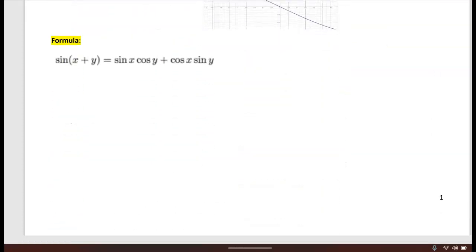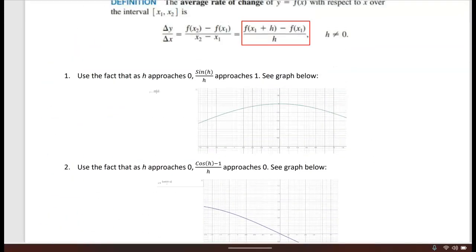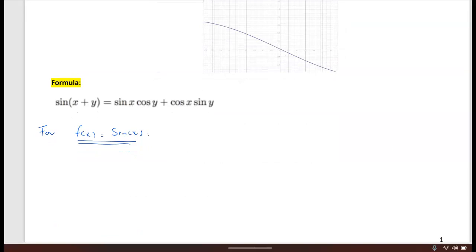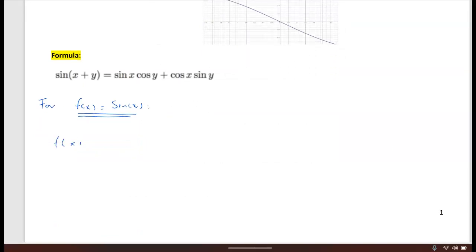So let me start here. For f of x equal to the sine of x, remember that the best option is to evaluate f of x plus h minus f of x divided by h. I'm just going to use an x value. So the expression f of x plus h minus f of x divided by h is equal to sine of x plus h minus sine of x over h.